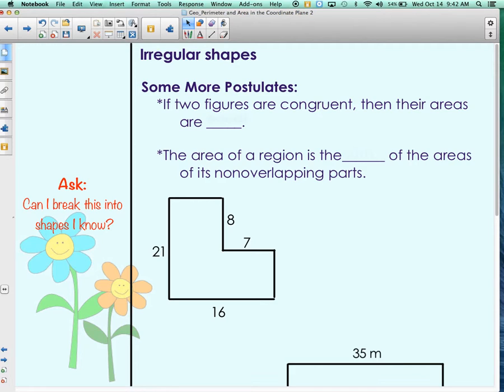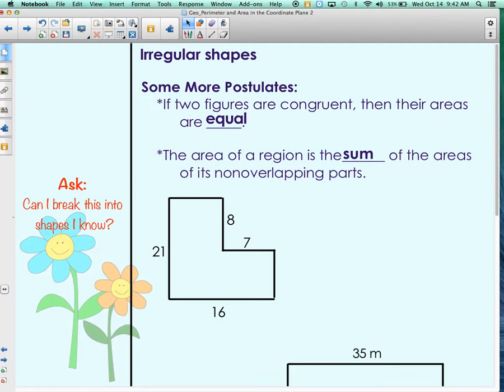If you have an irregular shape, if you just look at one or two figures that are congruent, then their areas will also be equal. So keep that in mind. I'm hoping you're going, yeah, duh, that totally makes sense. But if you have an area of a region, it'll be the sum of the areas of its non-overlapping parts. That's where this postulate comes in to these irregular shapes here.